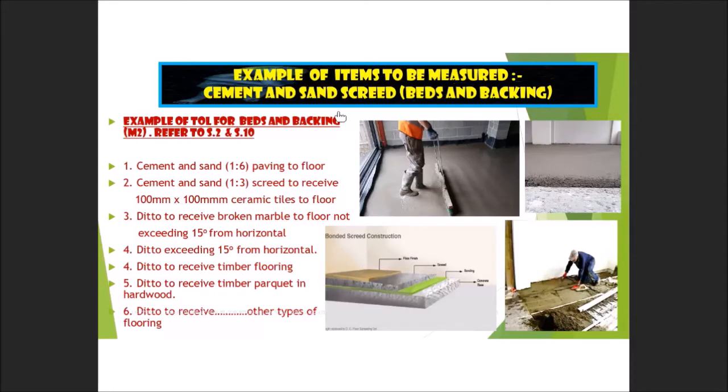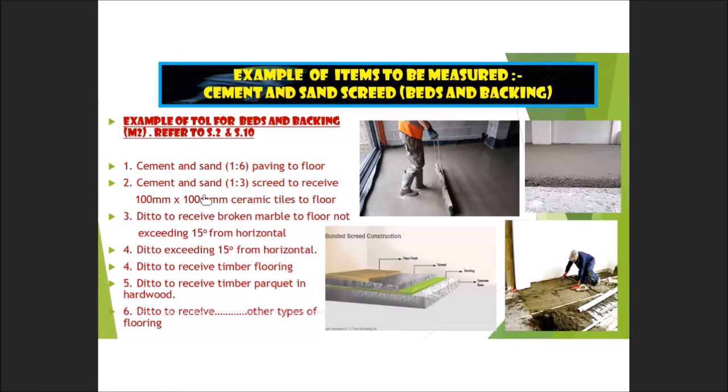For the second part, we look at an example of the description. This is an example of a taking off list and the description for the bases I'm making. You can refer to S.2 and S.10. The first one and the second one are actually similar material, but the ratio is different. For example, paving is 1:6, but the screed is 1:3. This is the common ratio. But you can see the second one and the third one.